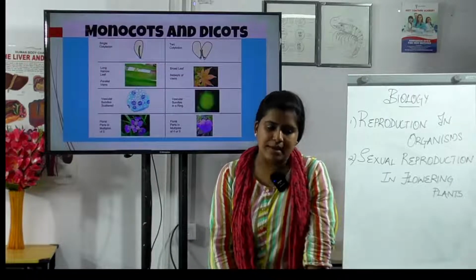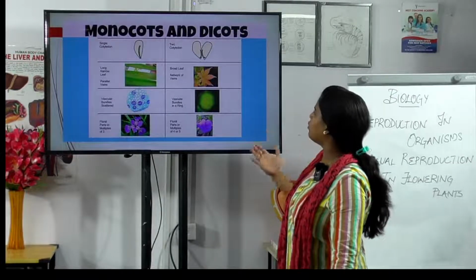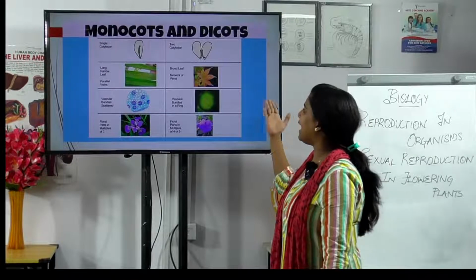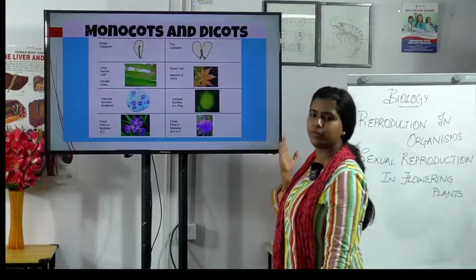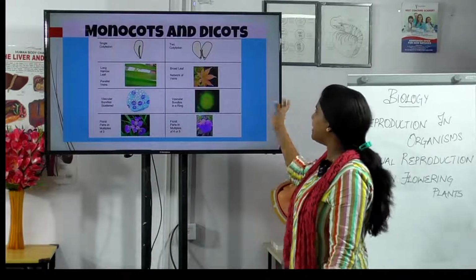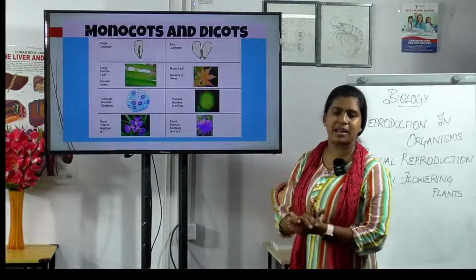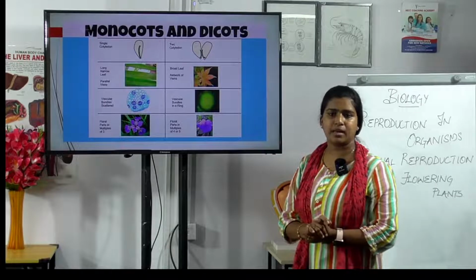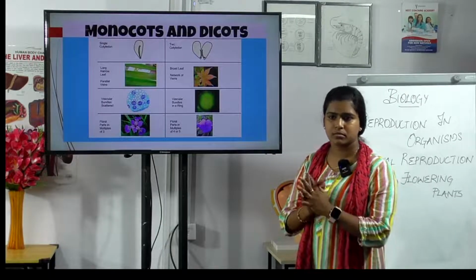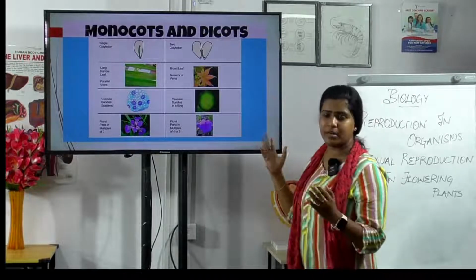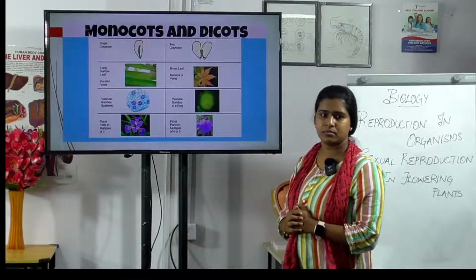Okay. Now let us see the difference between monocots and dicots. Monocots have a single cotyledon, and dicots have two. Monocots have long, narrow leaves with parallel veins, like a coconut leaf, but dicots have very broad leaves with a network of veins, so many veins.